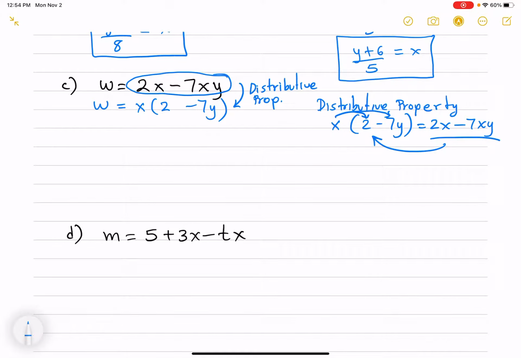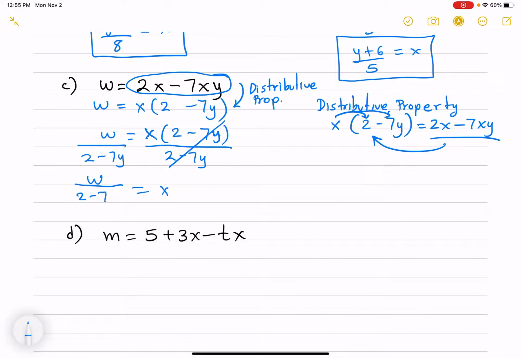And once the x is by itself, we need to leave it by itself. I'm going to write it down again so that we can see what happens. And so because I want to leave the x by itself, all we have to do is divide both sides by this whole amount, which is 2 minus 7y. Because 2 minus 7y divided by itself becomes 1. That'll give us just 1x. And that's exactly what we needed to do, get that x by itself.